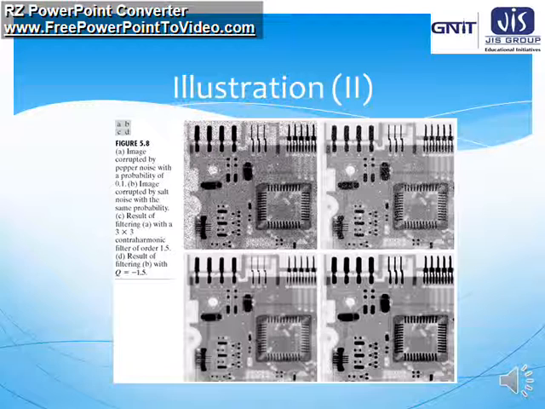Now we will use the filtering technique. In the third image is the result of filtering with a 3 cross 3 contra-harmonic filter of order Q equal to plus 1.5, and the last image uses the same contra-harmonic filter, but here the value of Q is minus 1.5. So we can see the quality factor Q is 1.5 once, and in the last one it is minus 1.5.